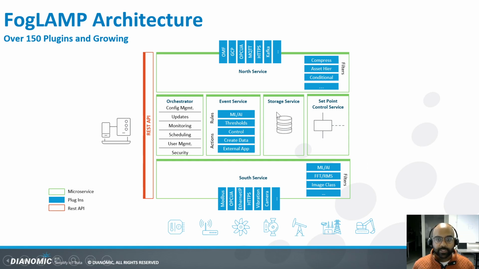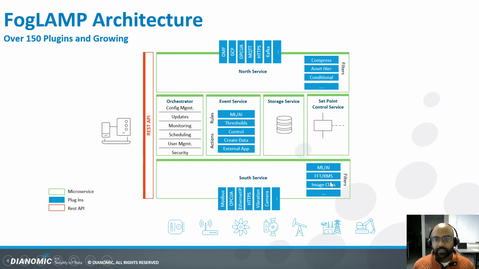Data is then sent to our storage service where it's buffered in the case of intermittent connectivity. And then data is sent through the North service using a North plugin to your end destination. Some of the North plugins that we have are the OMF plugin that can send to Aveva PI Server or Aveva Data Hub, the GCP plugin to send data to Google Cloud Platform, and other plugins exist as well to connect up to other clouds and other platforms.